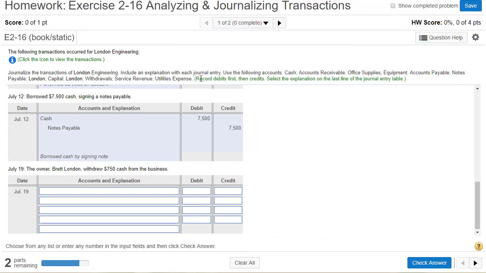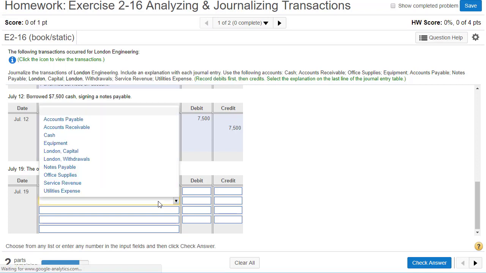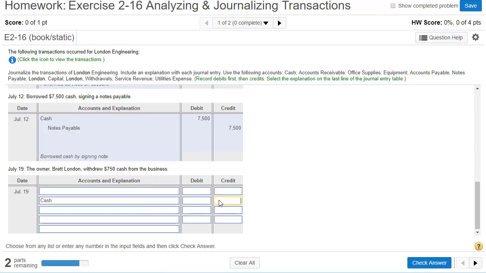And remember, we have to record debits first, then credits. So the debit will be the first one, so we're going to skip that line. So cash is going down, therefore cash is being credited.